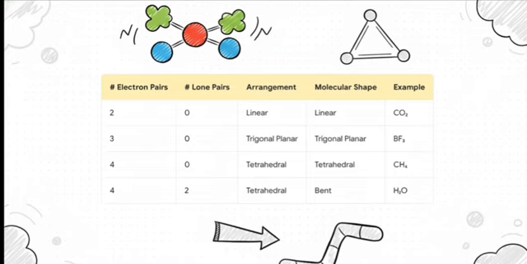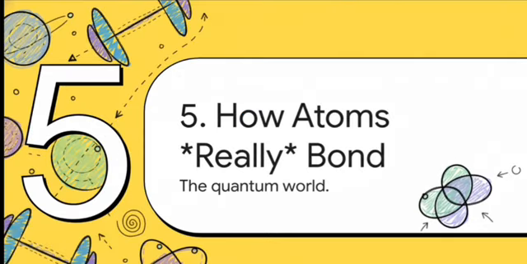Just look at this table. Let's go back to our water molecule. Look at that last row. The central oxygen has 4 pairs of electrons total, but 2 of them are those pushy lone pairs. So they squeeze the 2 bonding pairs closer together and boom, you get a bent molecule. It's not a straight line. The mystery is solved.